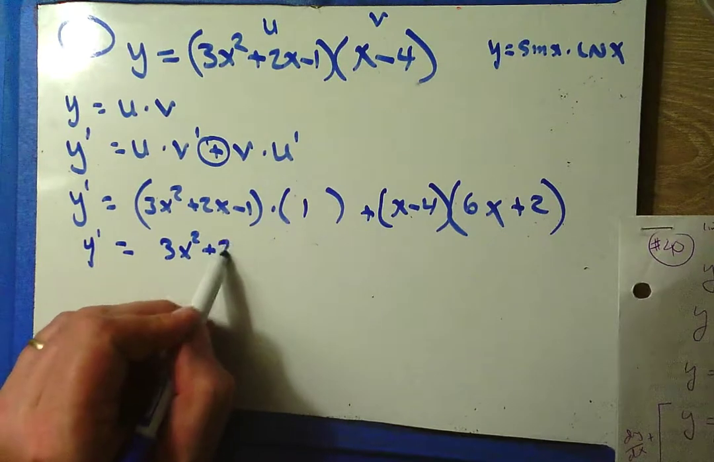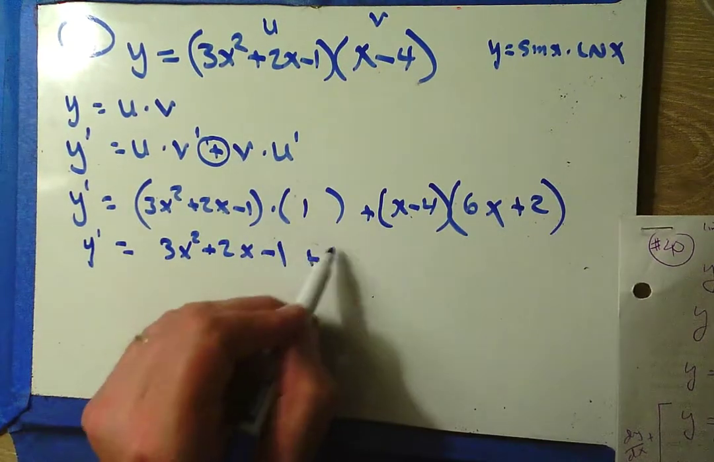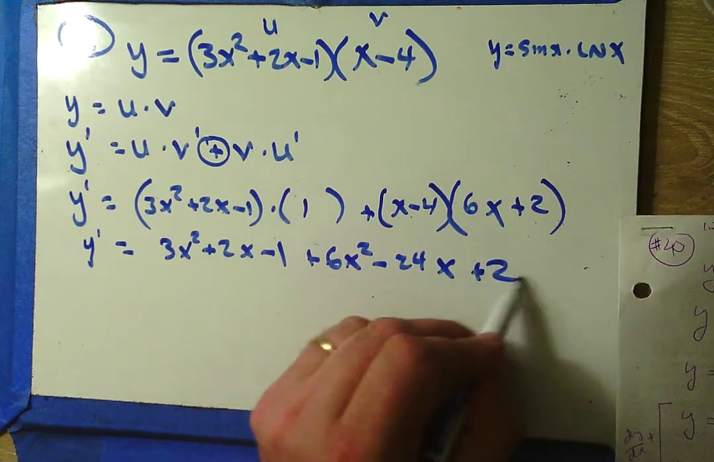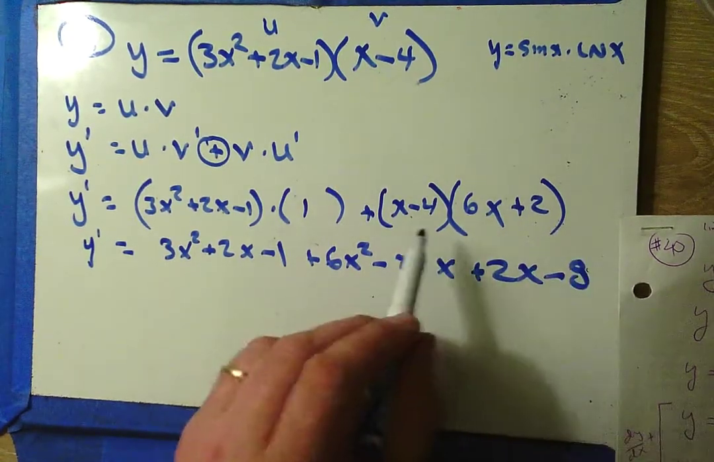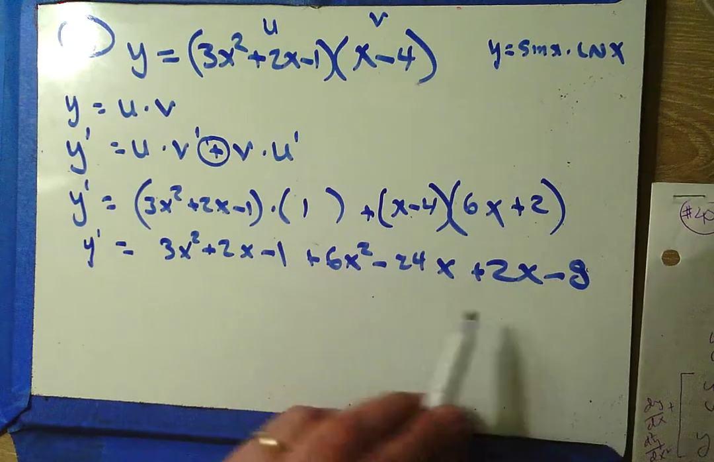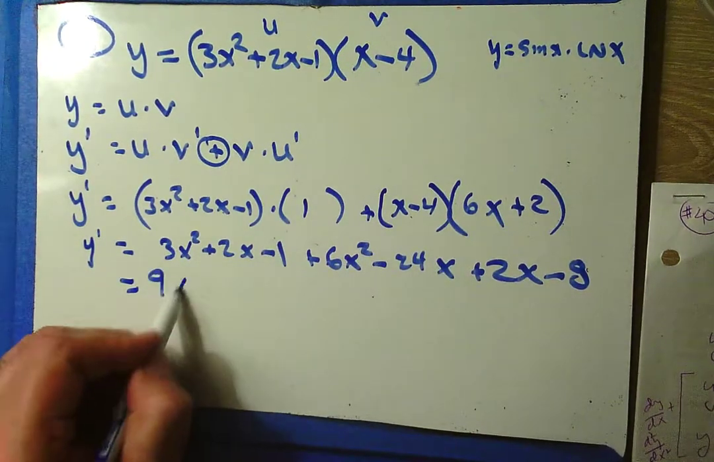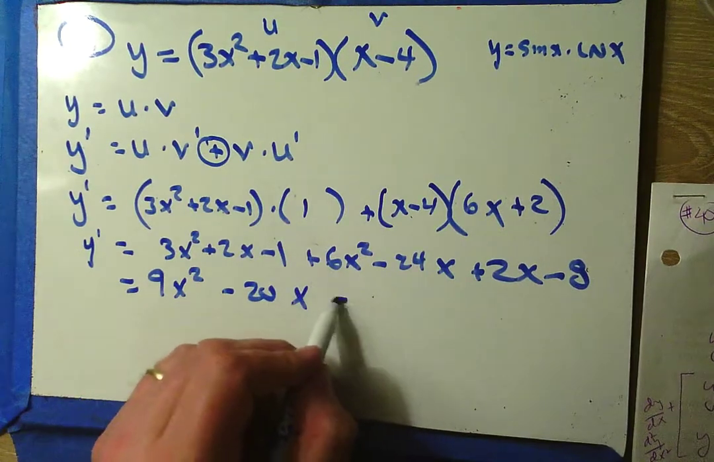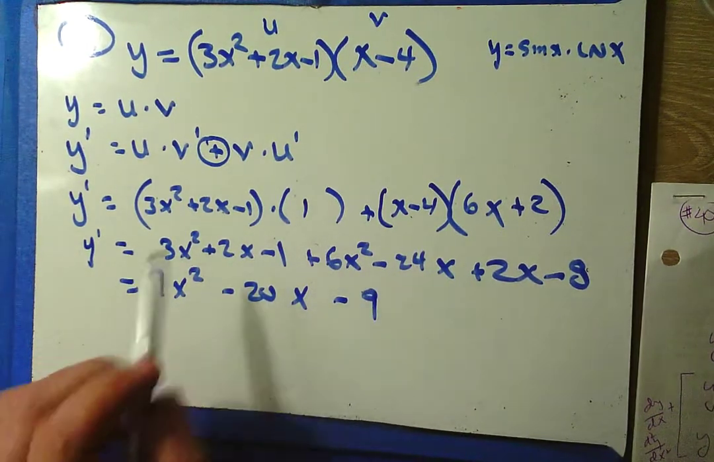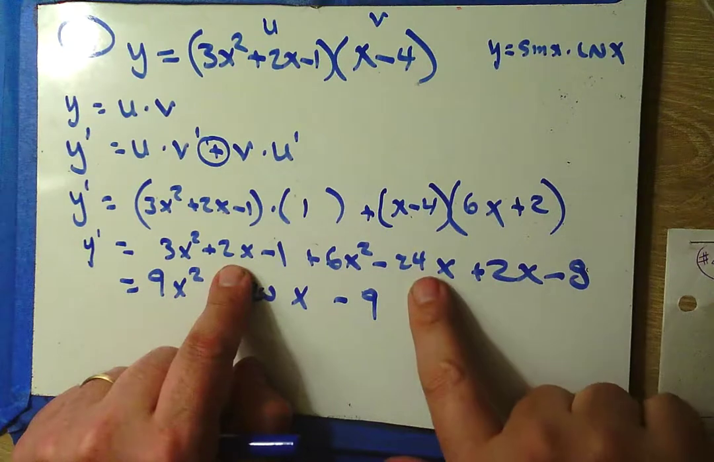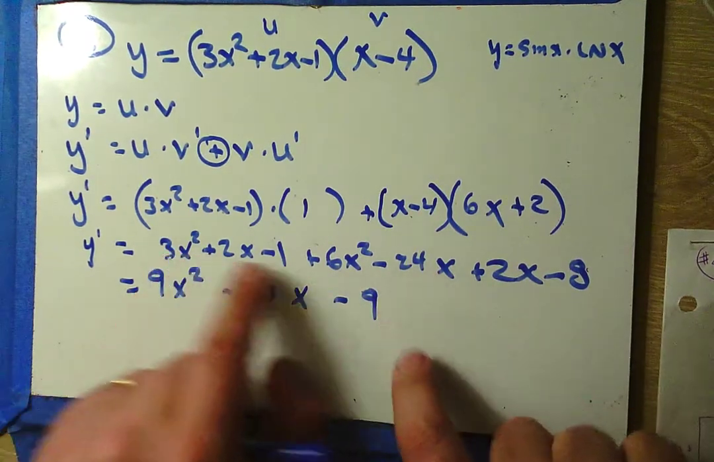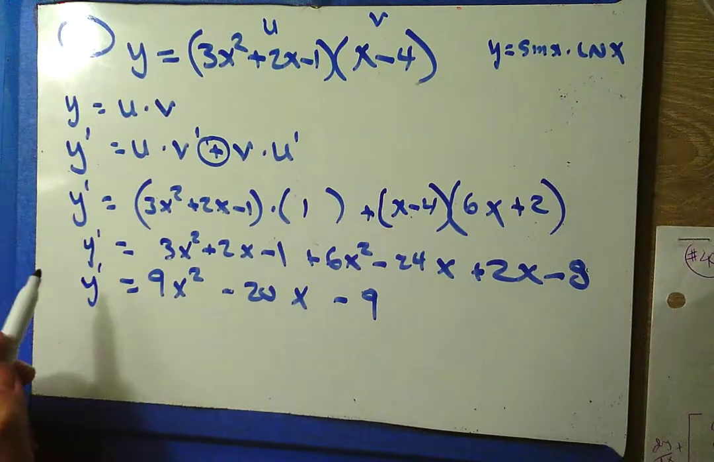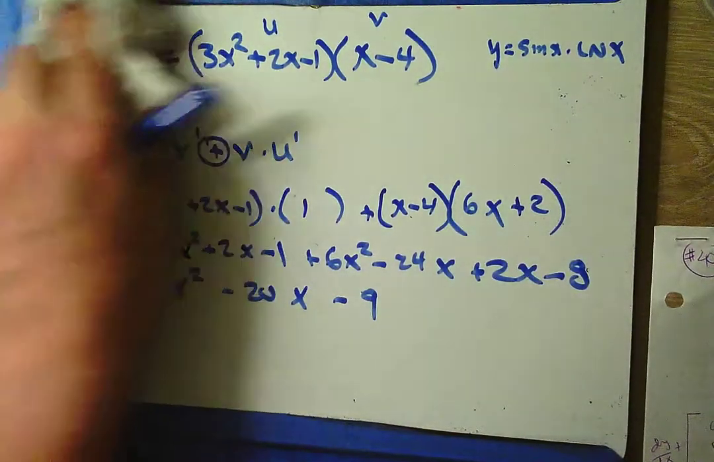3x squared plus 2x minus 1 plus 6x squared minus 24x plus 2x minus 8, because we FOILed over here. Combine like terms, you get 9x squared minus 20x minus 9. I think I did that right. This, yes, this, and this, and this, and this. Good. So there's our y prime. Okay, so there's our product rule review.